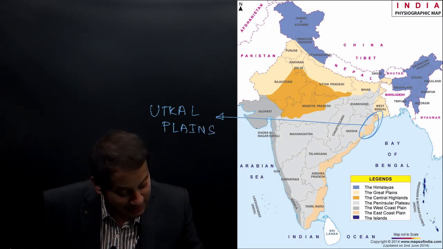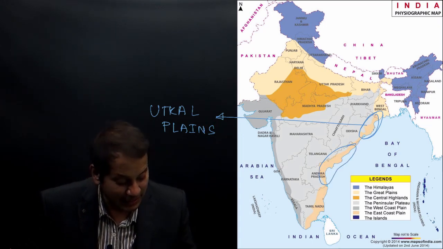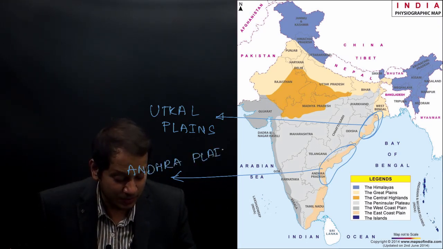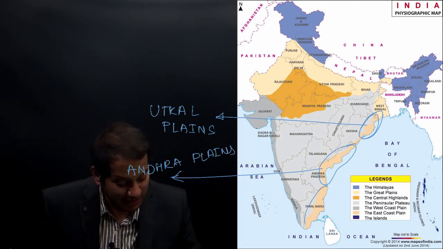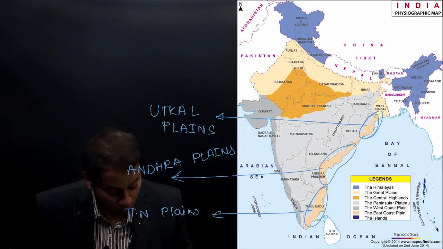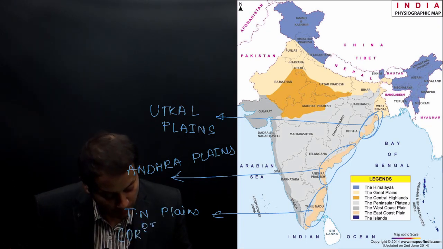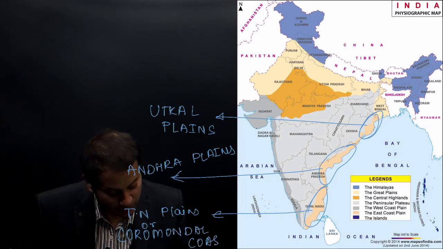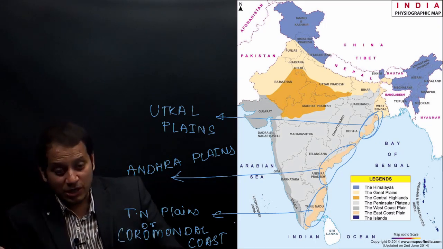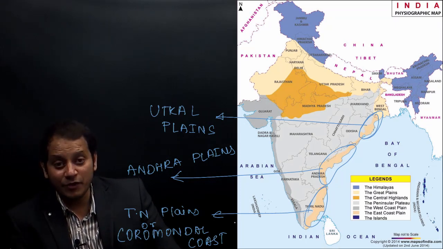In the state of Andhra Pradesh, they are known as Andhra plains. While in the state of Tamil Nadu, these are known as Tamil Nadu plains or the Coromandel coast. So we have Tamil Nadu plains or the Coromandel coast, we have Andhra plains, and we have Utkal plains in the east coastal plains.